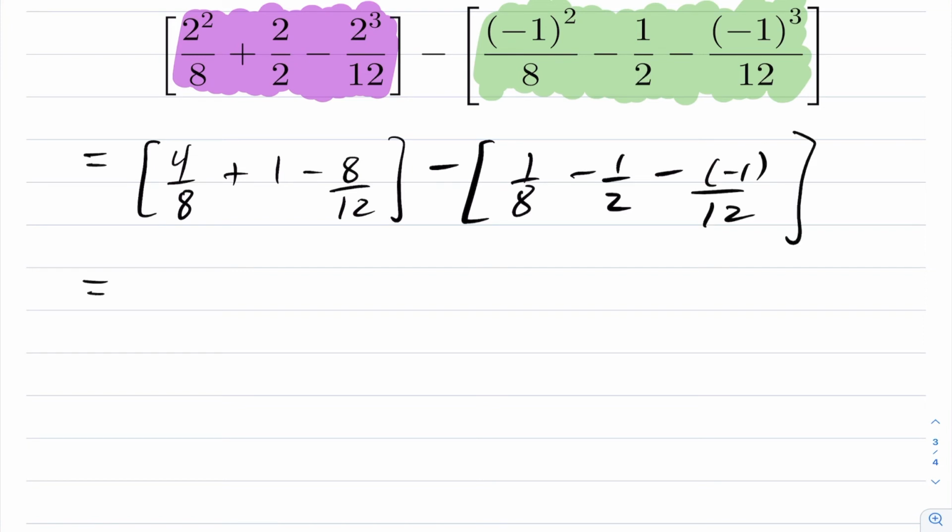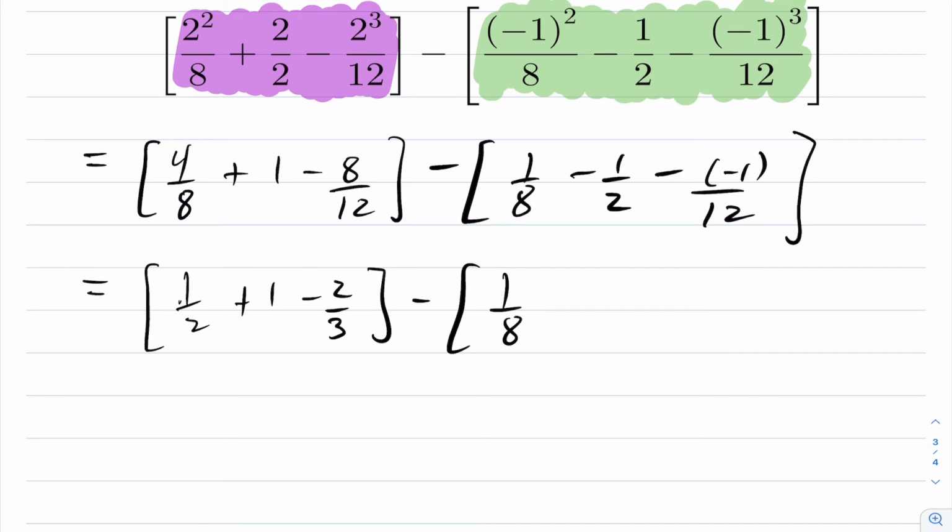I would go ahead and start reducing here. So 4 over 8 I can write as a half plus 1. And the minus 8 over 12, I can divide top and bottom by 4. That gives me minus 2/3. Going into our second set of brackets here, writing all this down, these two minuses, as you know, become plus. So this will be plus a 12th.